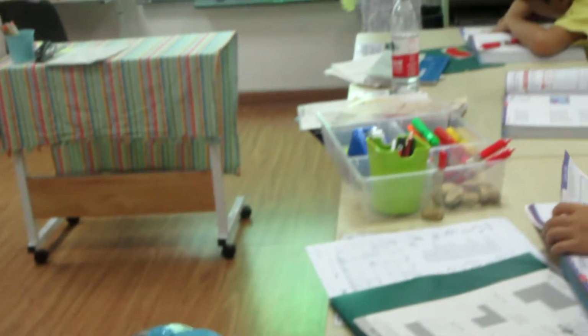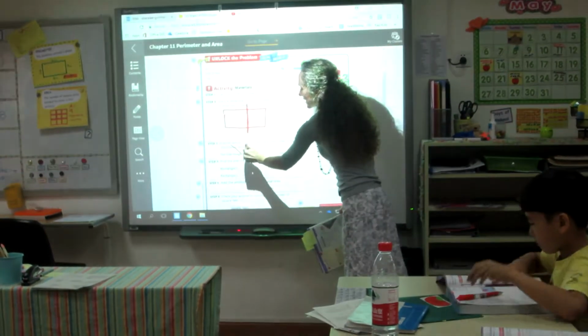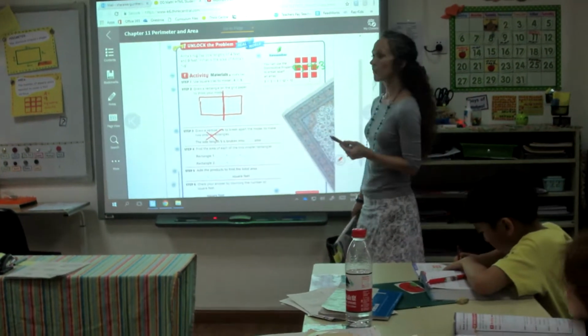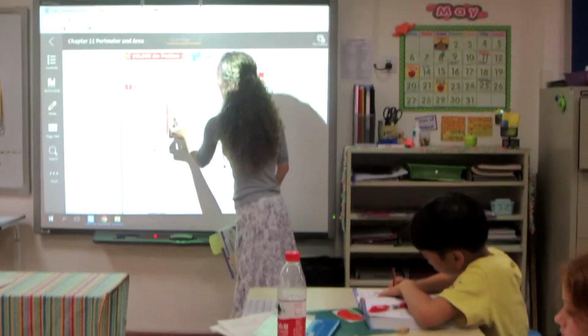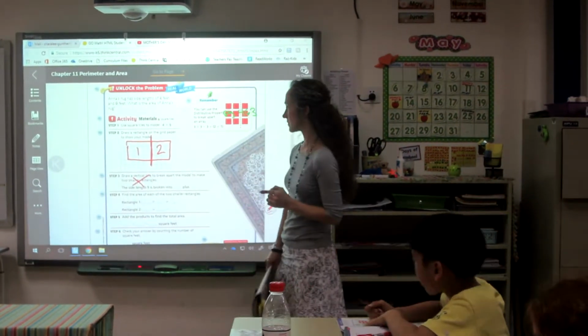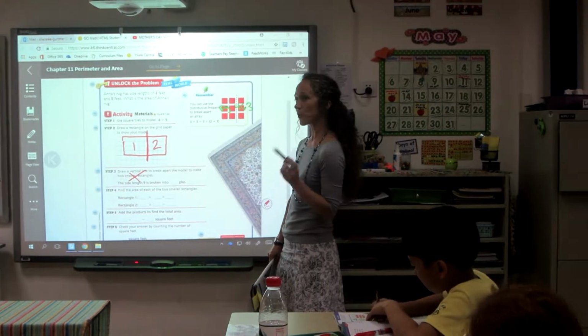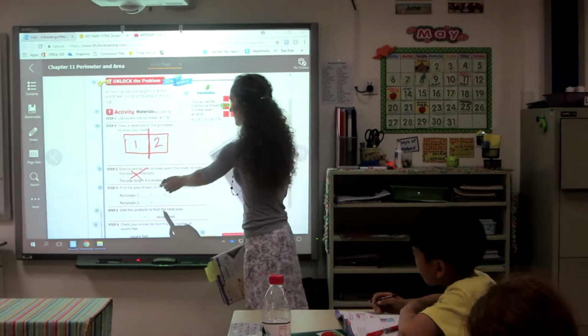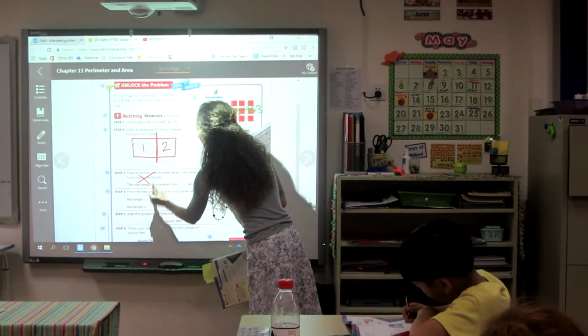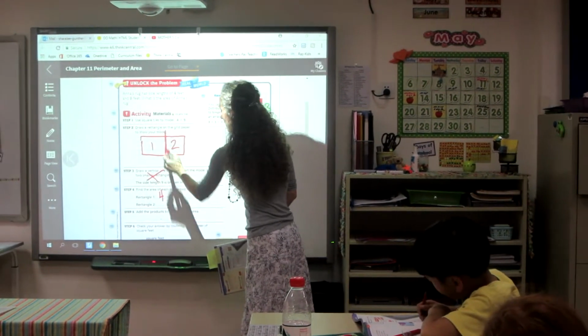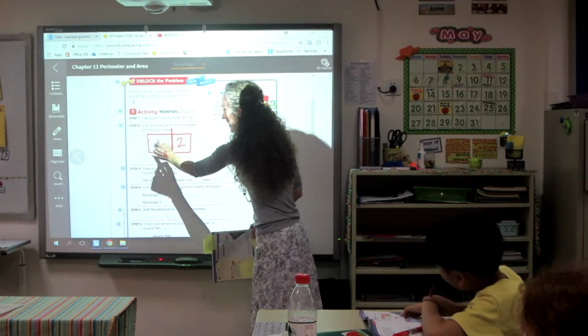Okay, let's skip down to step 4. Find the area of each. We're going to label this as 1 and this as 2. So for rectangle 1, how many rows do we have? 4. How many columns? 5. So that area is 20.